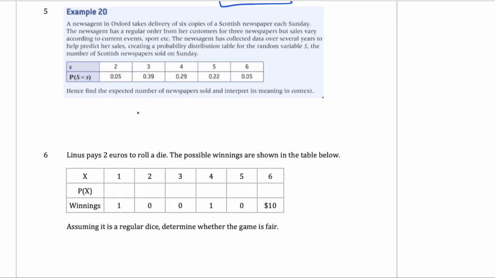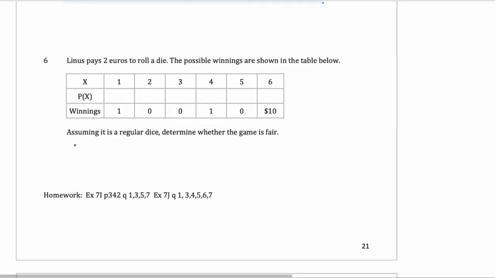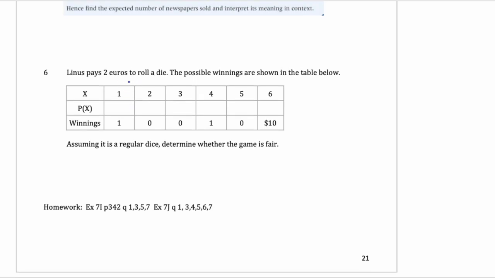Let's skip this one here and go straight to the last example. Okay, so we're rolling a die, and all these probabilities are 1/6. There's a 1/6 chance of rolling a 1, 2, 3, 4, 5, and 6, an equal chance for each side of the die. Assume it's a regular die, determine whether it's a fair game.